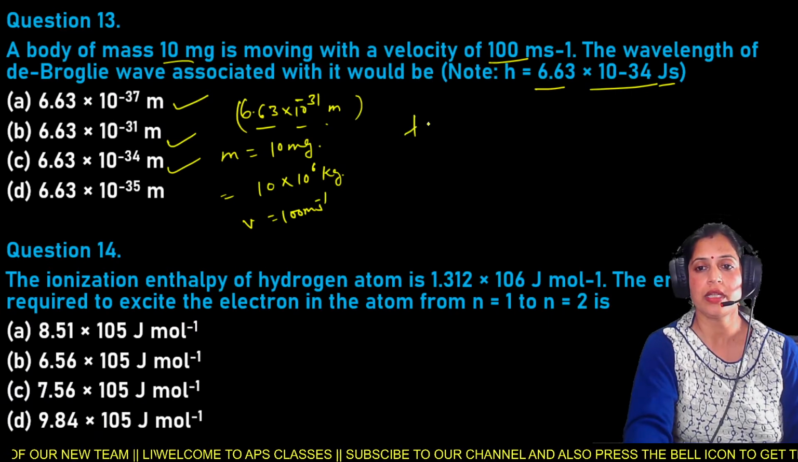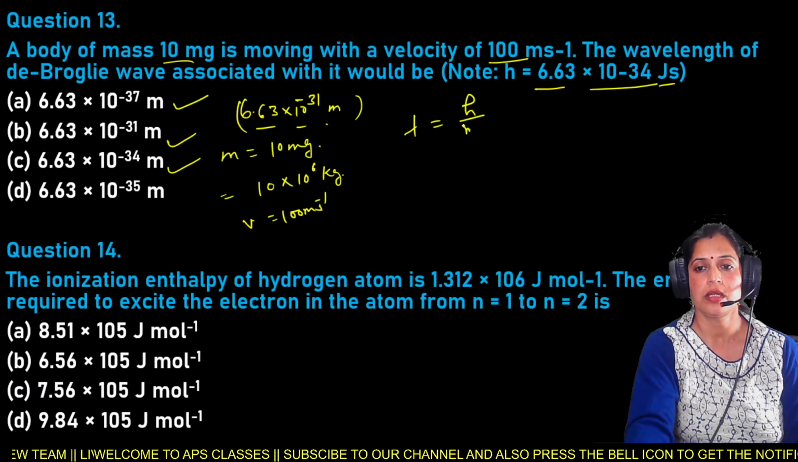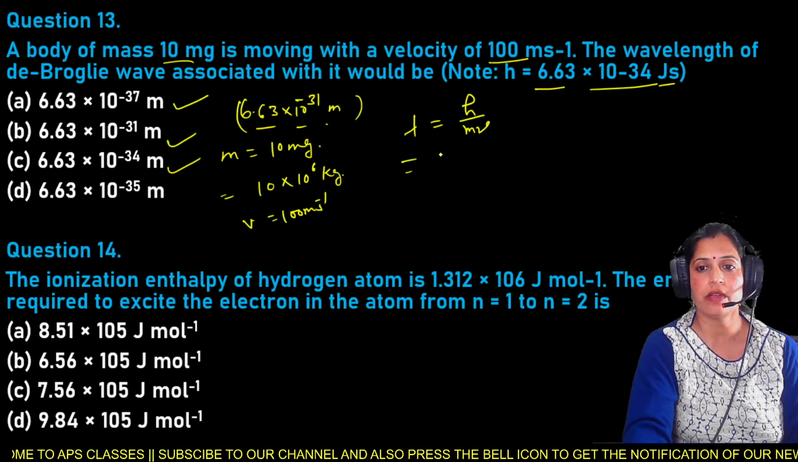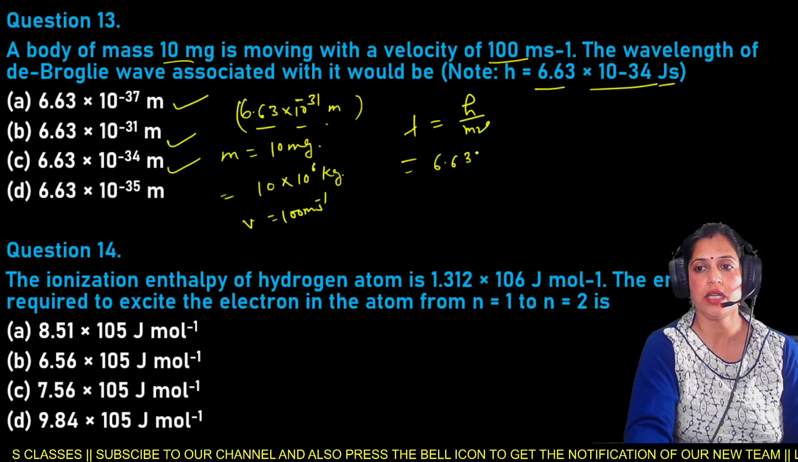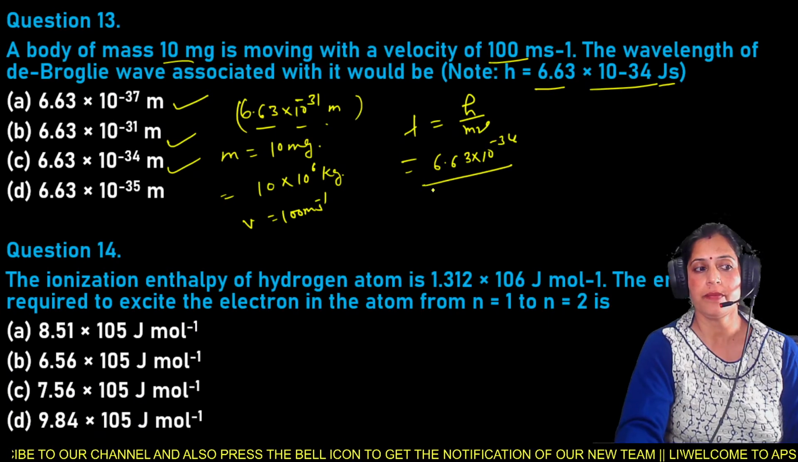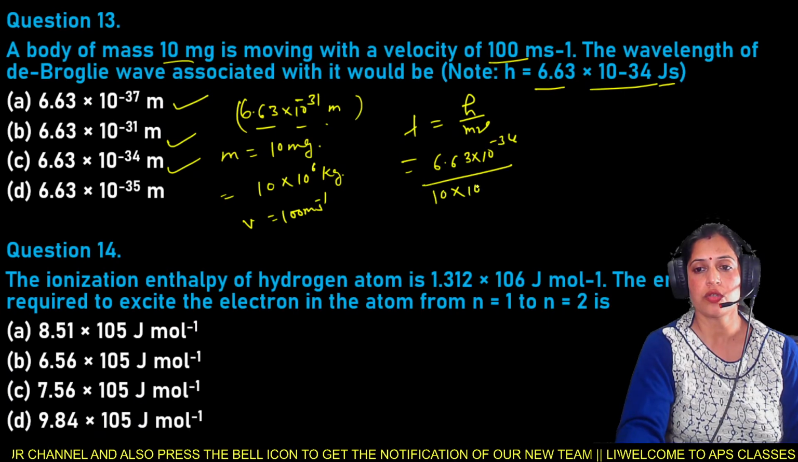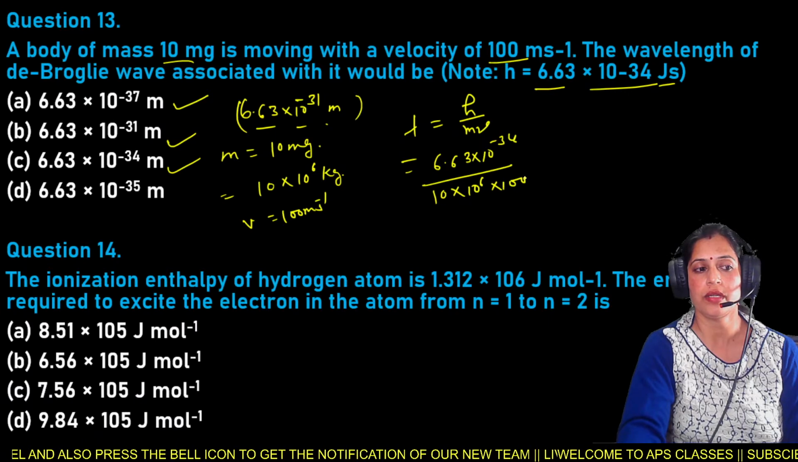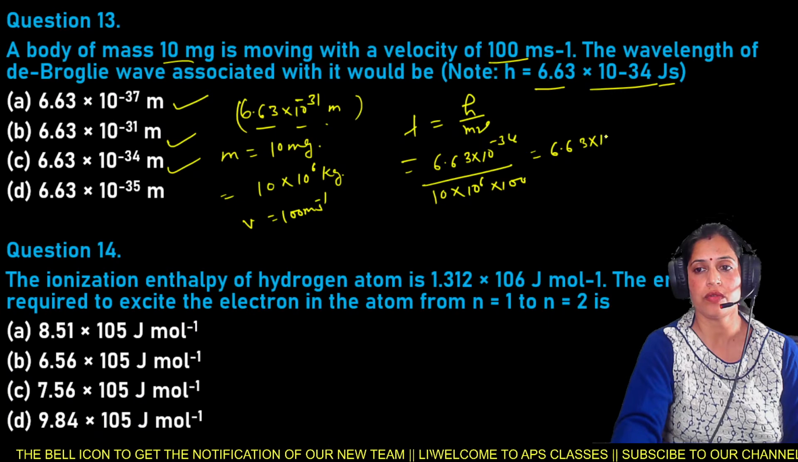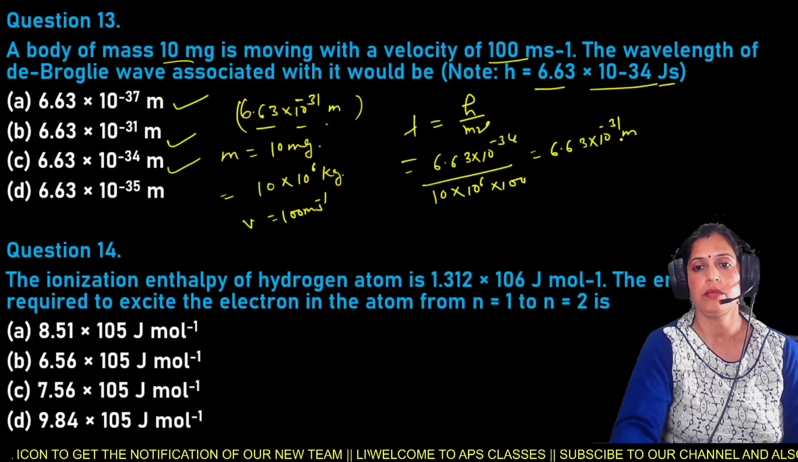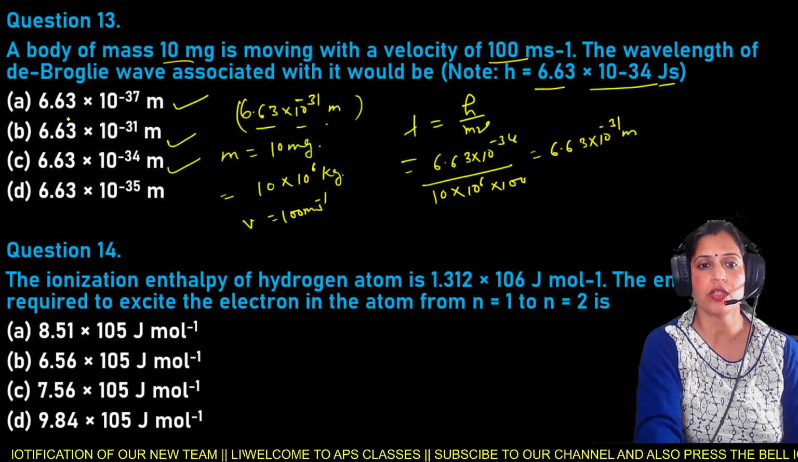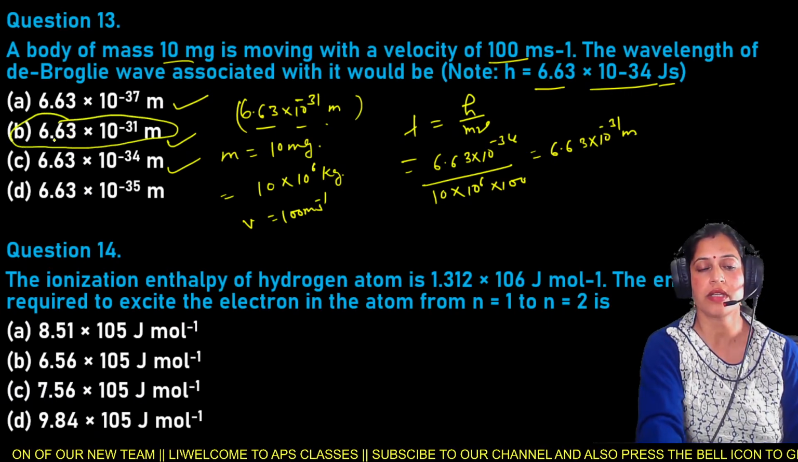As we all know, lambda is equal to h upon m nu. The value of h is given as 6.63 into 10 raised to power minus 34, divided by 10 into 10 raised to power minus 6 into 100. So lambda is 6.63 into 10 raised to power minus 31 meter. This is the right answer, that is 6.63 into 10 raised to power minus 31.